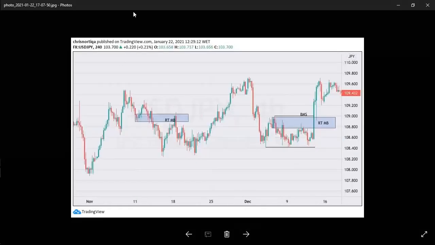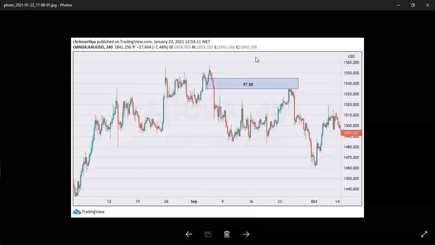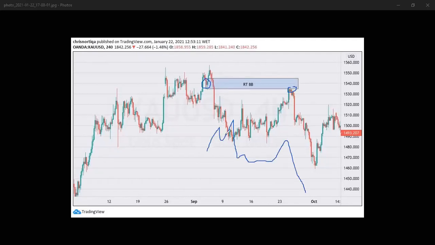This is mitigation block in type 2. This one here. This is another mitigation block, type 2 again. This is the return right here. Breakers, type 1. Mitigation blocks, type 2. Breaker, again here. This is the return. That's the breaker.